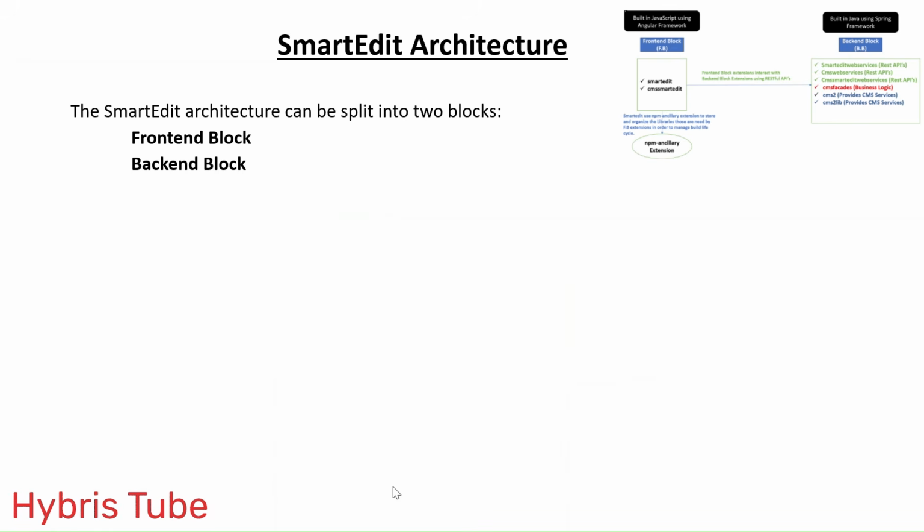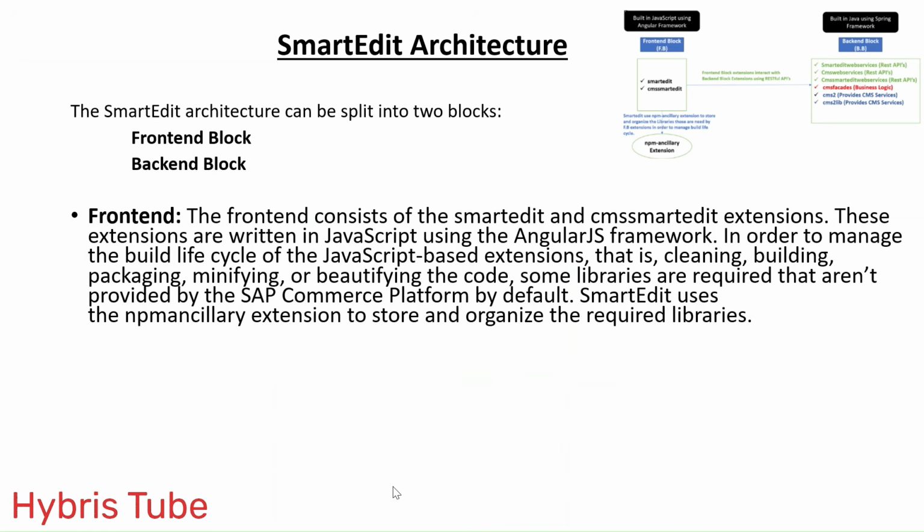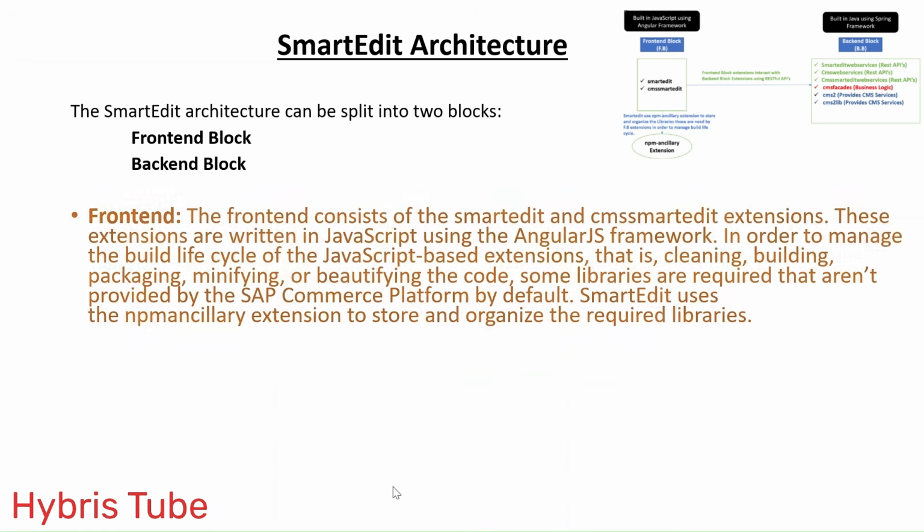One is the front end block and second is the back end block. So the front end block consists of the SmartEdit and CMS SmartEdit extensions. We already saw what all are the extensions which build the SmartEdit framework. So out of all those extensions, SmartEdit and CMS SmartEdit extensions basically build the front end block. These extensions are written in JavaScript using the AngularJS framework.